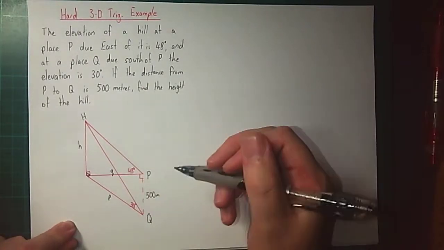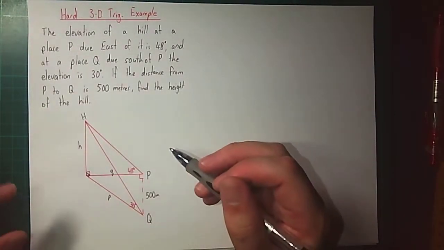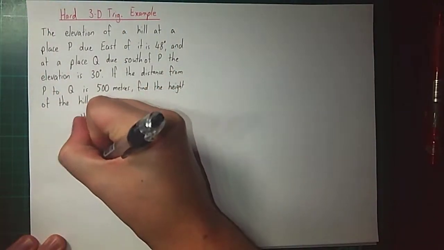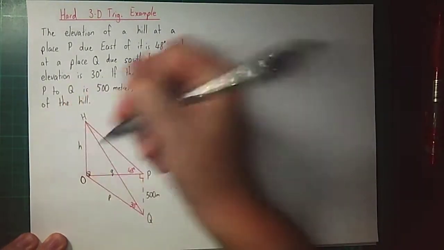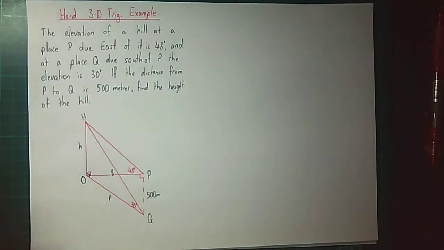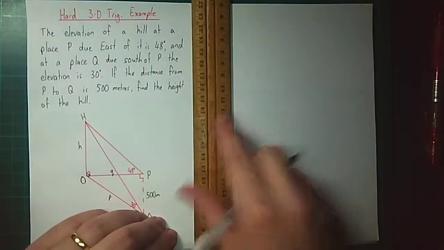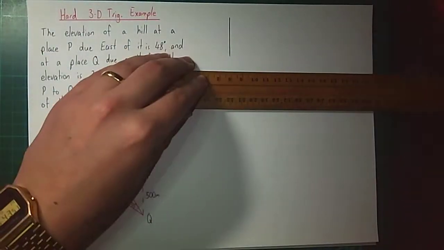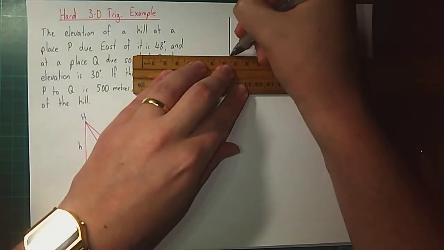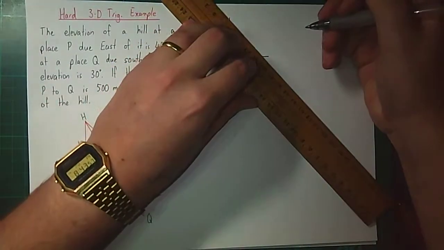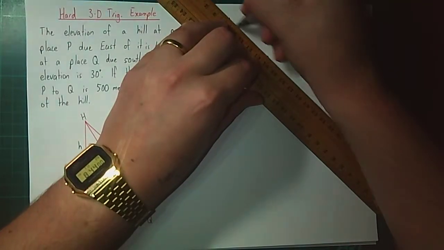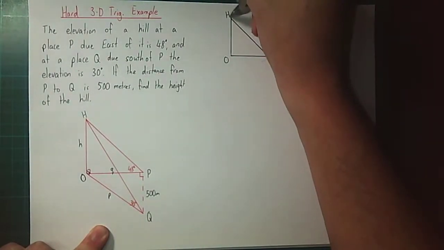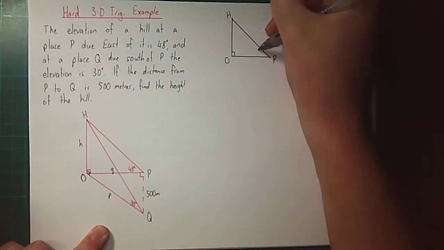I'm going to quickly draw up these three triangles again, but on a 2D plane, so you can see the different triangles we have. I'm going to call this point O, as in origin, because I'd like to have a label for every corner at the very least. So the first triangle we have is going to be our P, our O, and our H. That's a right angle, and this is 48 degrees.